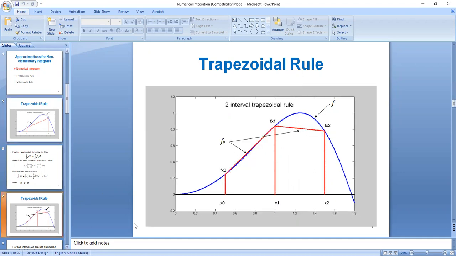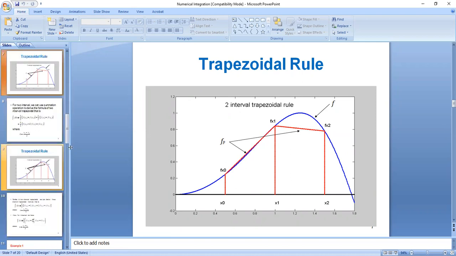But in this case, you already have two divisions, two trapezoids, so you will not have a simple case of f of a and f of b, but rather you have f of x sub 0, f of x sub 1, and f of x sub 2. Okay, how do we get those?